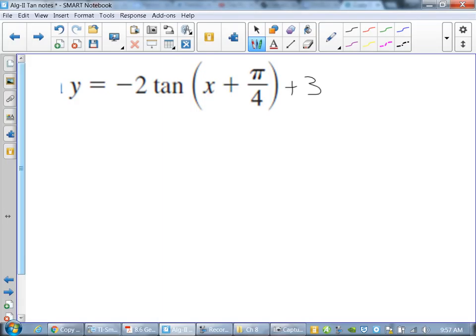So let's start with this one. y equals -2 tangent quantity x plus pi over 4 plus 3. So let's add a b value. Okay, 1. We'll use 2. Might as well just throw it all in there at once.